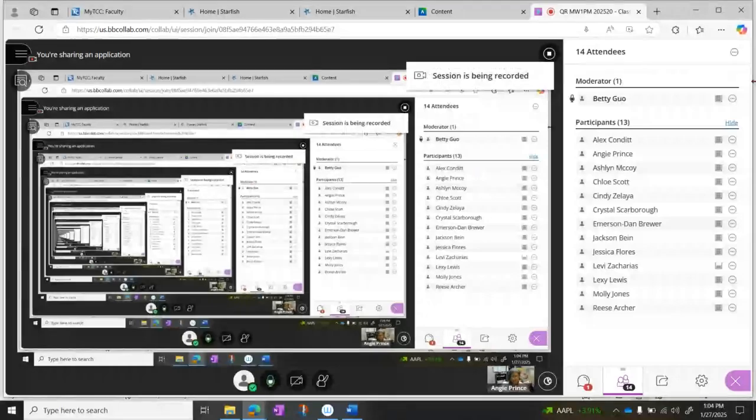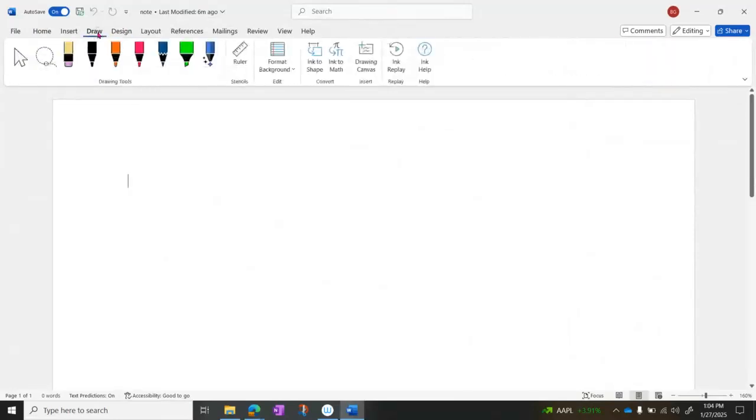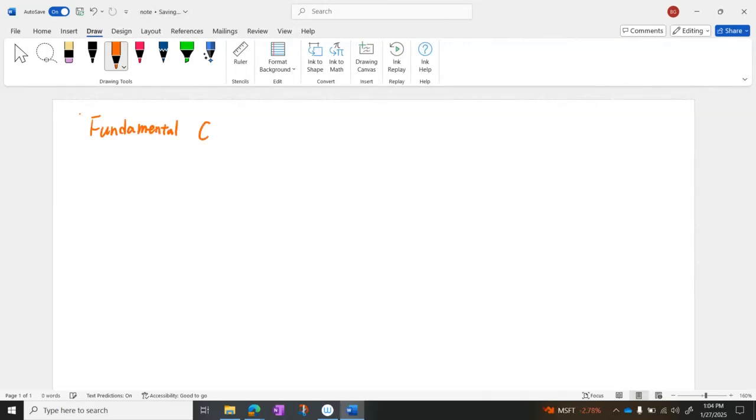Class. We have one more topic left about 2.2. And to understand the topic, I'm going to start from the famous fundamental counting principle. I want you to connect this principle with one of the three examples I'm going to give you.